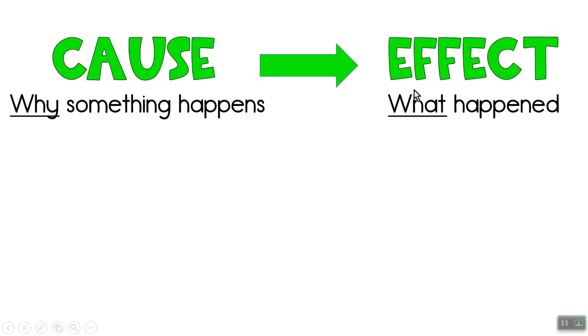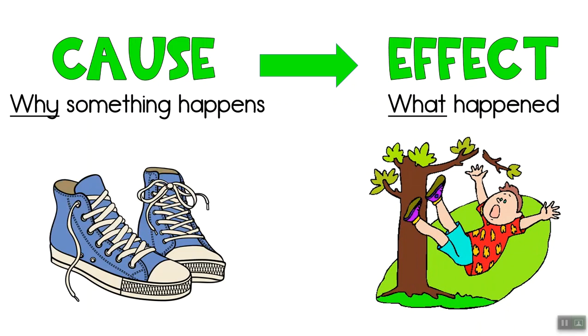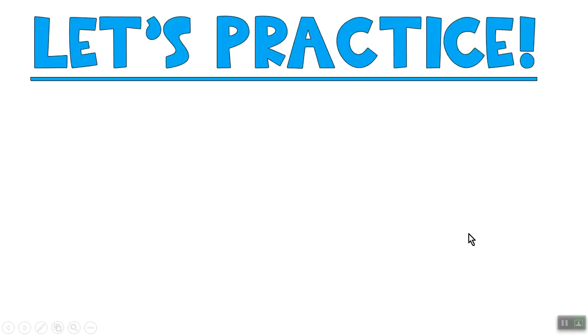For me, it's easier to figure out what happened and then figure out why it happened. So in my picture, my effect is the boy fell. The boy fell, that's what's happening in this picture, and I need to figure out why. The boy fell because his shoe was untied. So my cause is the shoe was untied. The shoe being untied caused the boy to trip or fall. So let's practice. The first couple we're going to do together, and I'll help you think through the process, and then the last couple I'm going to have you try it on your own.